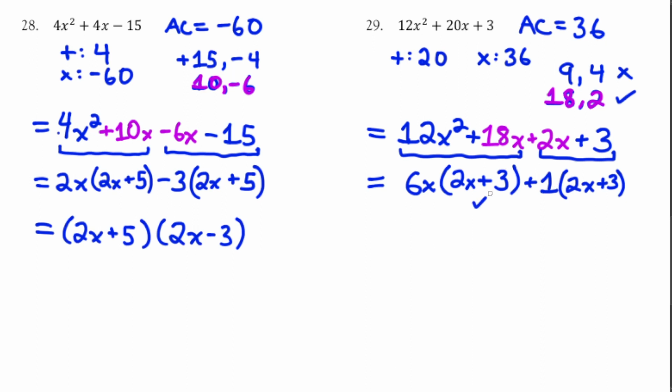You know you did it right if the two factors here match. If the two factors don't match, you go back and see what you messed up. But here, 2x plus 3 matches, so I'll take out 2x plus 3 from both. And what's left when I factor out 2x plus 3 from each term is 6x plus 1.